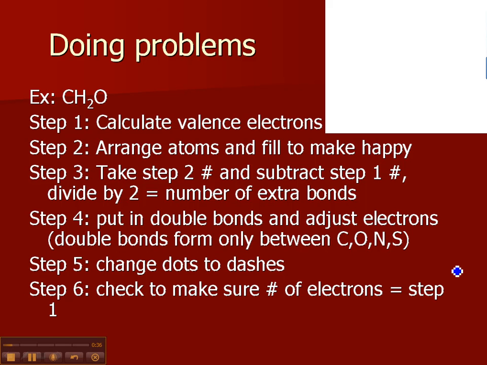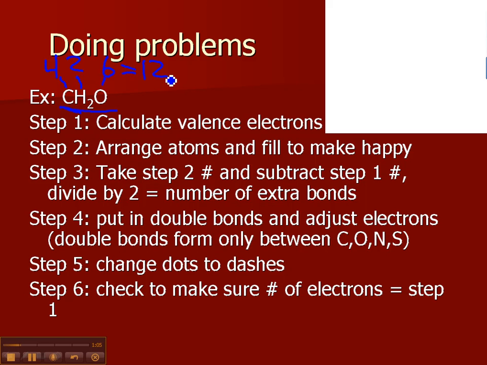Okay, so we're going to go ahead and start out with this molecule, CH2O. First thing you have to do, of course, just like last time, is calculate your valence electrons. Carbon is going to come to the party with 4 valence electrons. Two hydrogens will have 2 valence electrons. A single oxygen will come with 6 electrons. That means that we have 12 electrons that we can go ahead and play with.